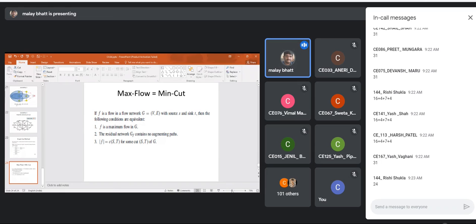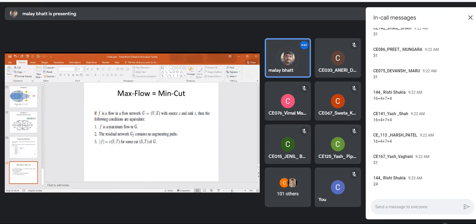If F is a flow in the flow network G = (V, E), with source as S and sink as T, then the following conditions are equivalent. That F is a maximum flow in the graph, the residual network contains no augmenting paths, and net flow is equal to the capacity of the cut for some cut (S, T) of G.